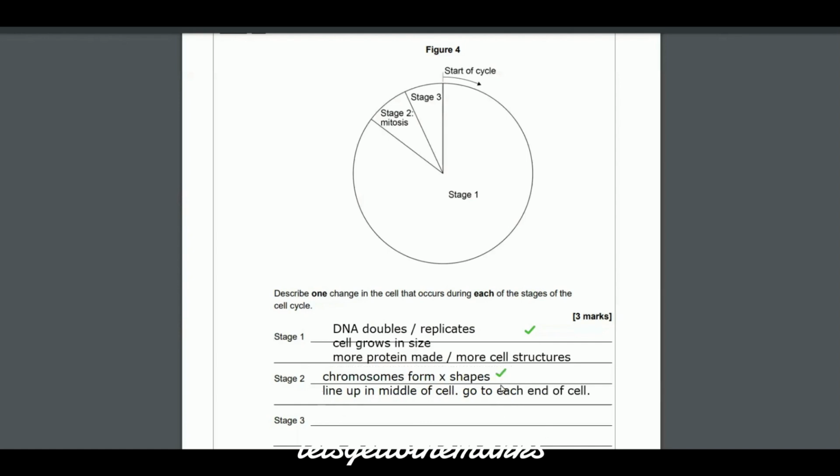Chromosomes get fatter, shorter, thicker, become visible. That's fine. They line up in the middle of the cell. That's fine. They go to each end of the cell. That's fine. So any of those would get you the mark. Now for stage three, this is called cytokinesis. Cyto meaning cytoplasm, kinesis meaning like kinetic energy. They move apart. So cytoplasm splits, or you could say cell divides into two new cells.